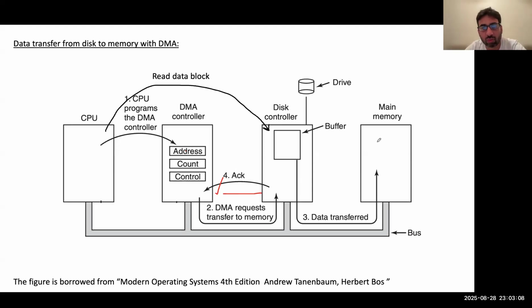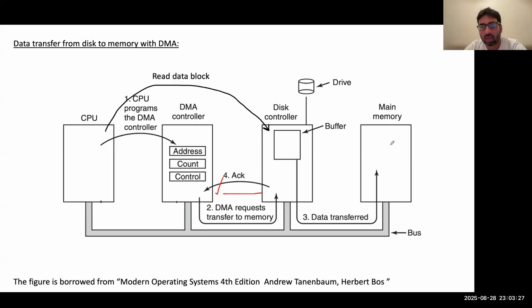Note that this is different from the previous example where your CPU was responsible for copying a word of data from the local buffer into the main memory. This time, no. It is the job of the DMA to do this transfer. So it reads the data from the local buffer and puts it in the memory.